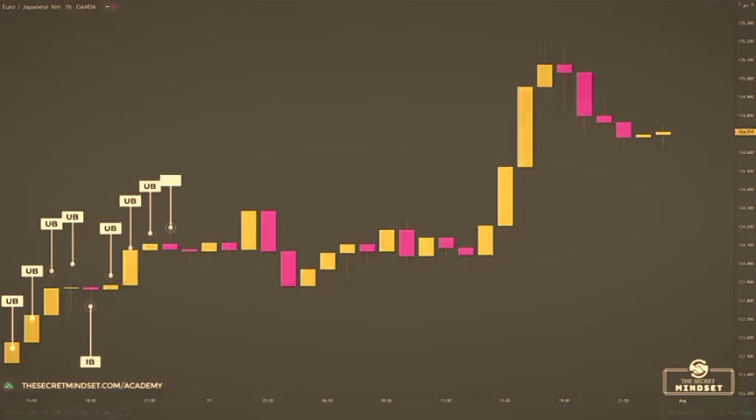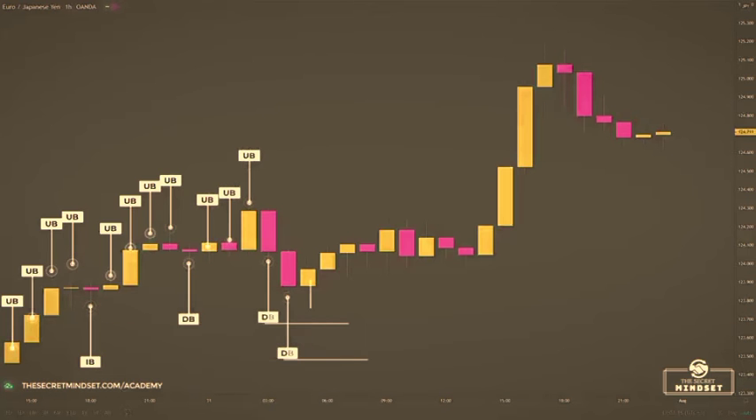3. Inside bars have lower high, higher low relative to the previous bar. If the high or the low or both are equal to that of the previous bar, it is still considered an inside bar.